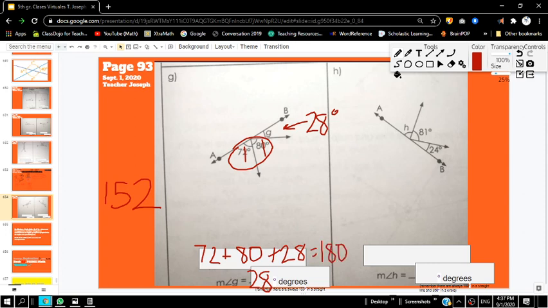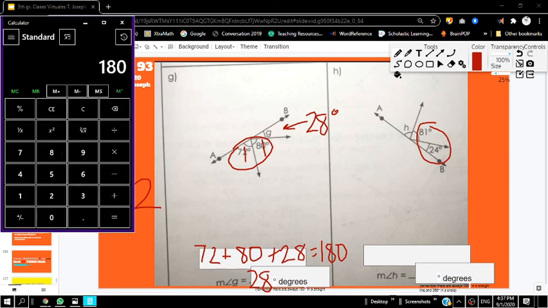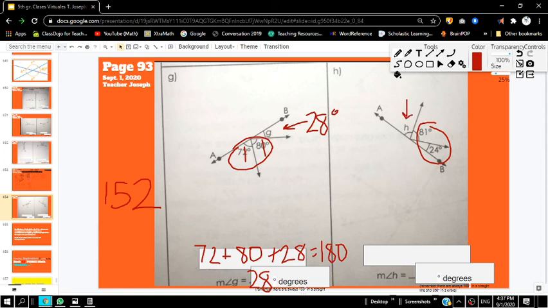Okay, let's try this one again with the calculator. I know that 180 is the measurement of a line, AB. Now I can subtract 81, which equals 99, and then I can subtract 24, which equals 75. So that is my angle measurement for angle H, 75 degrees. So basically what I did is just backwards from letter G. I took 180 minus 81 minus 24, which are my two angle measurements right there, and that gave me 75 degrees.